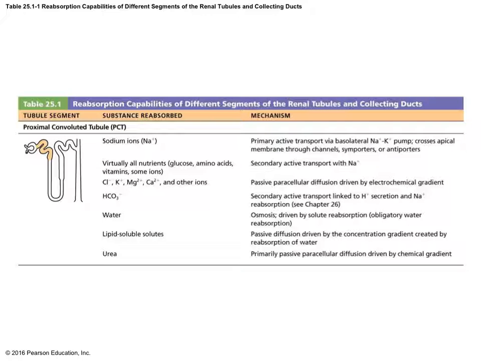All right, again, in the proximal convoluted, just after we form the filtrate from the renal corpuscle, we're going to have reabsorption of most of the sodium ions, most of the water, and all of the nutrients, glucose, amino acids, etc., in a healthy kidney are going to be reabsorbed here in the proximal convoluted. Many ions besides sodium, like chloride and potassium, bicarbonate ion, get reabsorbed in the proximal convoluted.